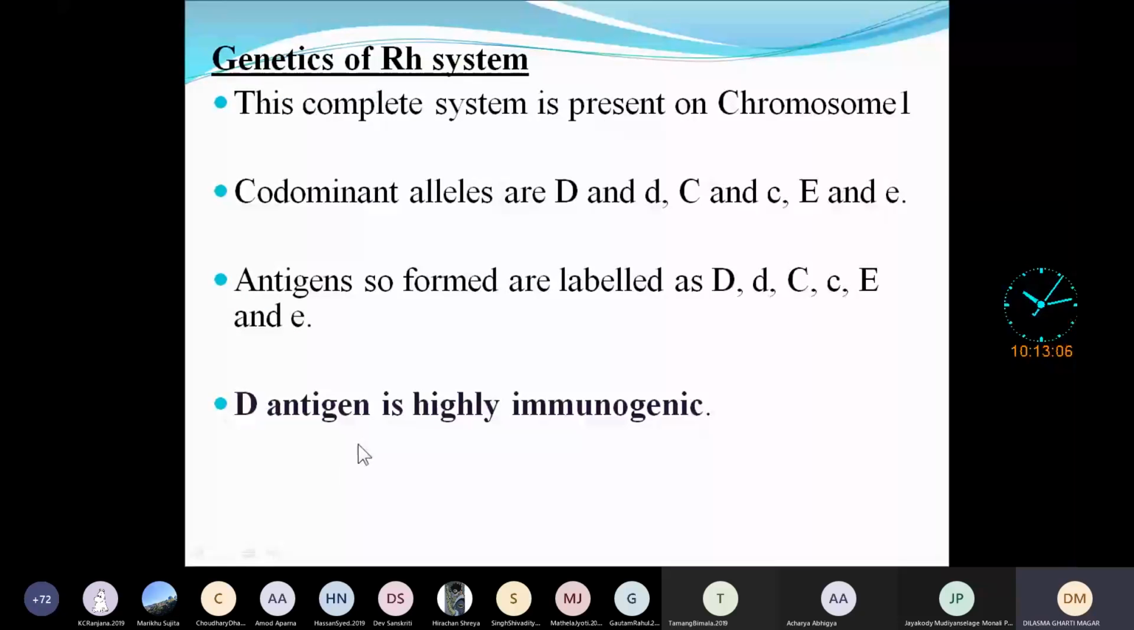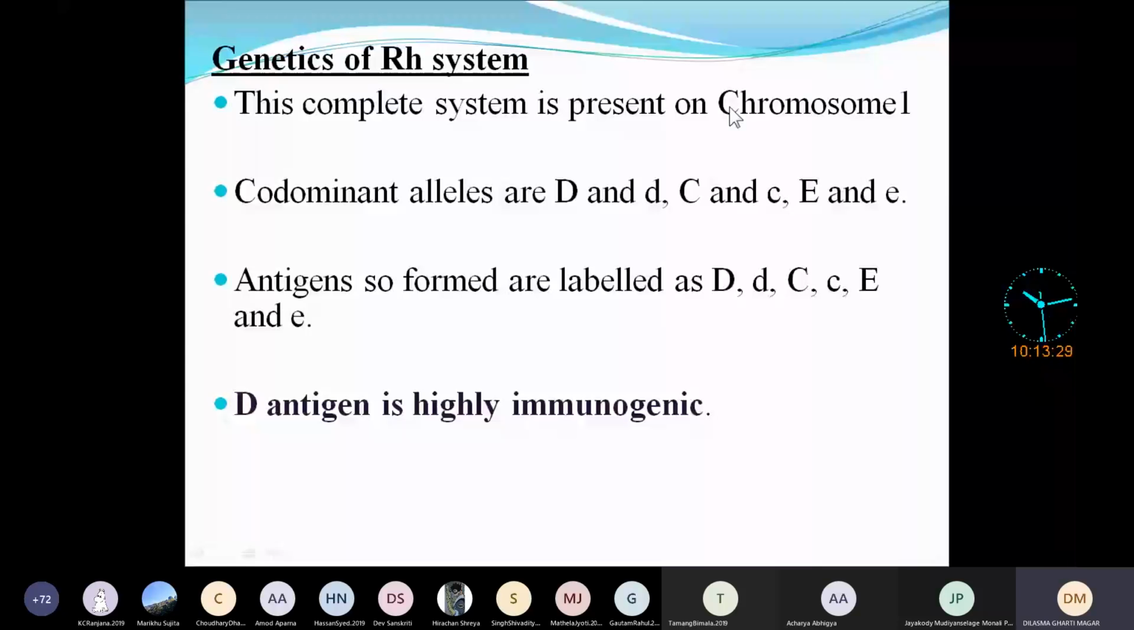Now we'll go a little bit into the genetics of this Rh system. This complete system is present on chromosome 1. This D antigen, or the Rh system, is present on chromosome 1. I told you last time that the H antigen was on chromosome 16. This we will not ask, but still you have to know.